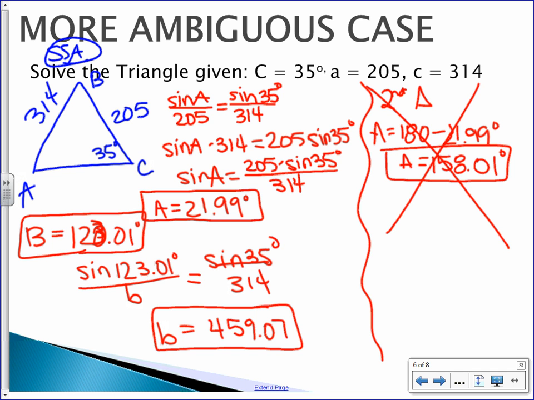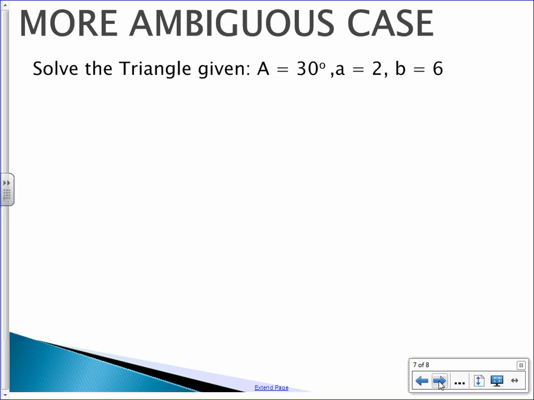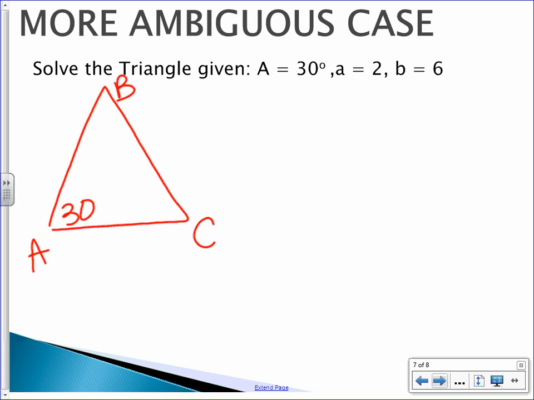Okay, we still have 3 minutes, so please do not panic. I know the bell's gonna ring. Our last example will take about 2 minutes. Okay, it's going to be very quick to talk about. What do you think is going to happen? Okay, we have A is 30 degrees, side A is 2, side B is 6. We have side-side-angle. It's the ambiguous case, law of sines. What piece of information do we need to find first?